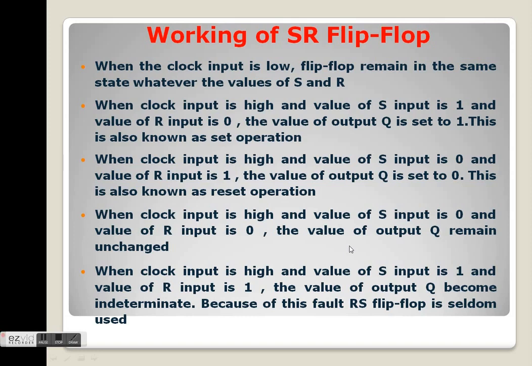Now the fourth possibility is when the value of S is 1 and the value of R is also 1. In this case, the output is indeterminate. Students, because the SR flip-flop gives an indeterminate state, this flip-flop is very rarely used in practice. We use the improvised forms of the SR flip-flop, which are JK flip-flop, D flip-flop, and T flip-flop.